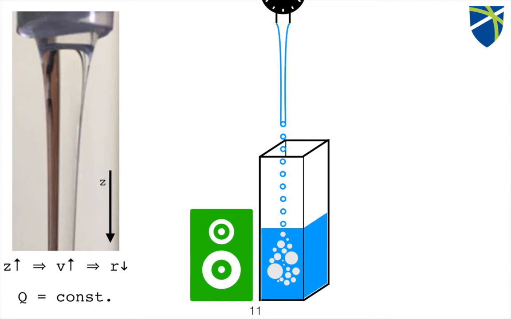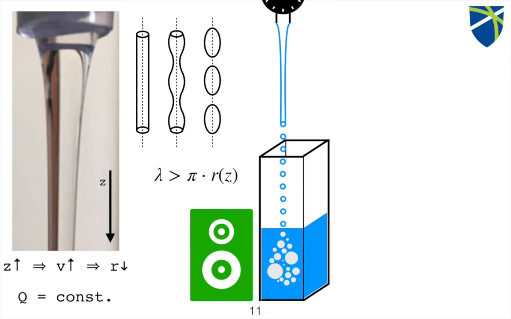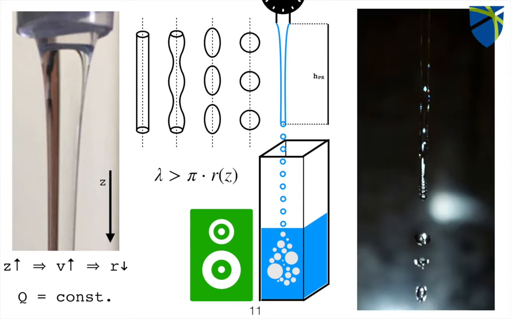So with an increasing velocity due to the constant flow rate, we have a decreasing water radius, and this water jet has a wave of perturbations propagating along it. When this certain wavelength has a certain relation to the water jet radius, the water jet splits up into droplets like so.